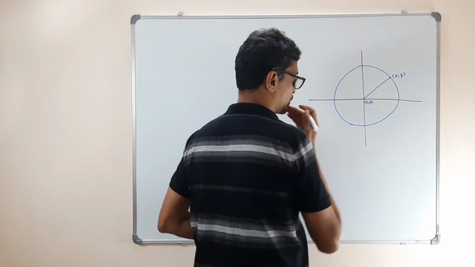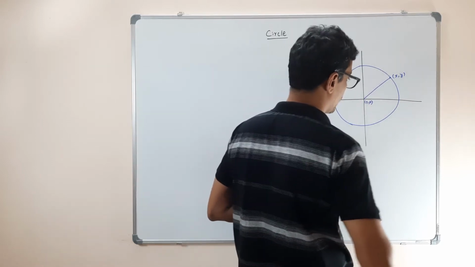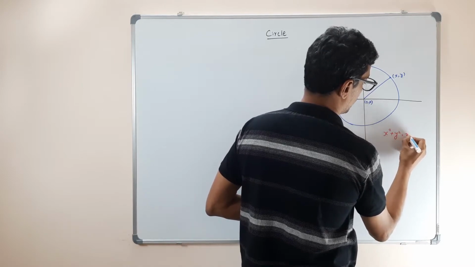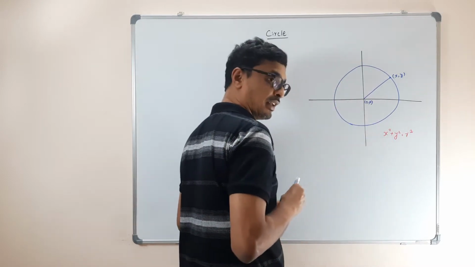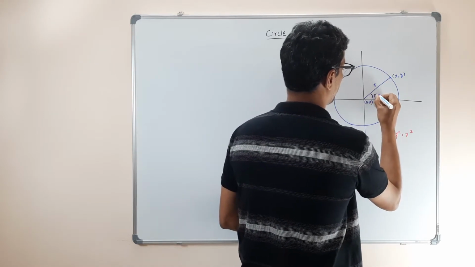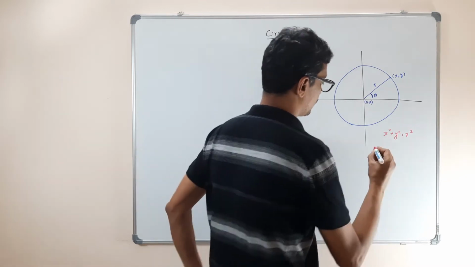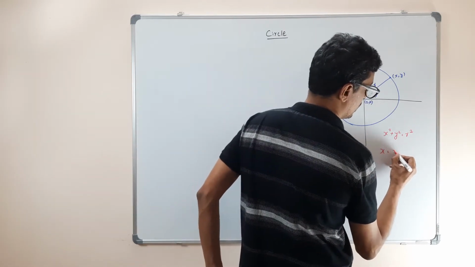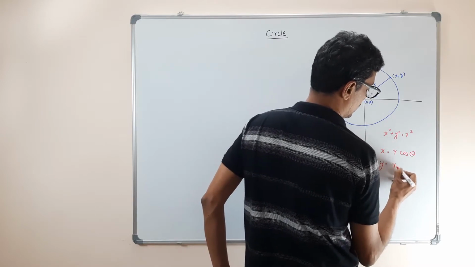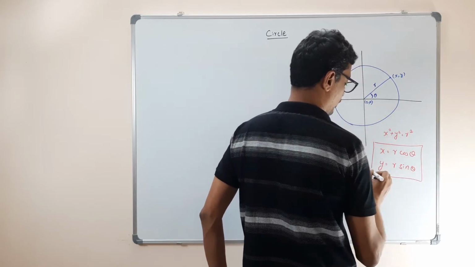So in a normal equation, what is the equation of a circle? Tell me. x square plus y square equal to r square, correct? Where r is the radius of the circle. So in a parametric form, we will have theta. Am I right? Can you tell me what was that? x is equal to r cos theta and y equal to r sin theta. So this is the equation of the circle in the parametric form.